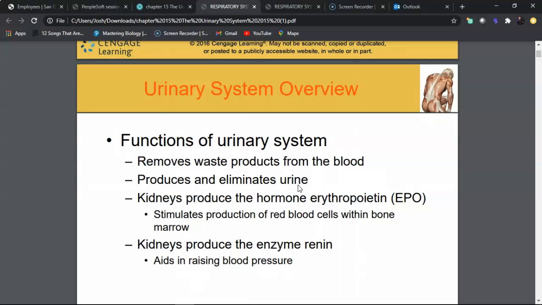Another hormone that the kidneys produce is called renin, and renin is a hormone that aids in raising blood pressure. If the kidney senses that the blood pressure is dropping for whatever reason, it could be blood loss, it could be a number of other things, it will cause the secretion of renin, which will then cause a temporary increase in blood pressure. Some of our antihypertensive medications actually involve blocking renin from being secreted, which can then secondarily lower blood pressure via medication.